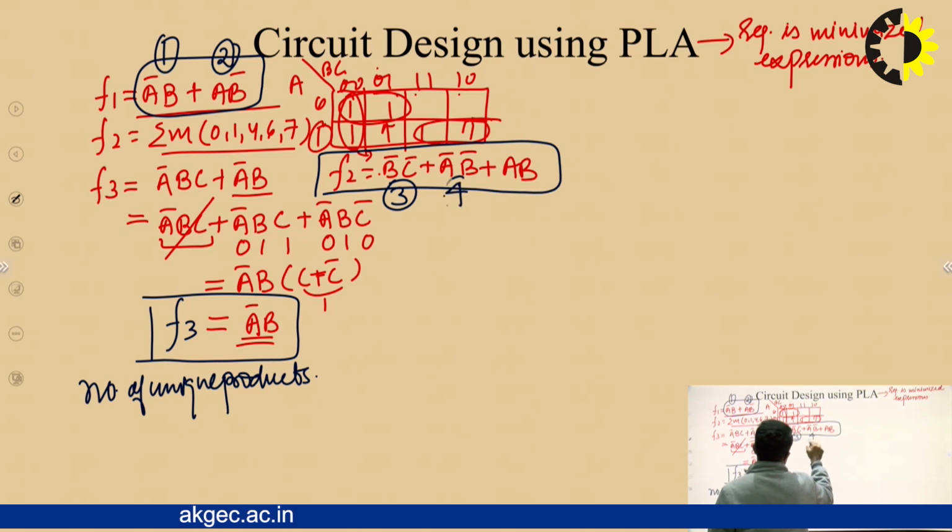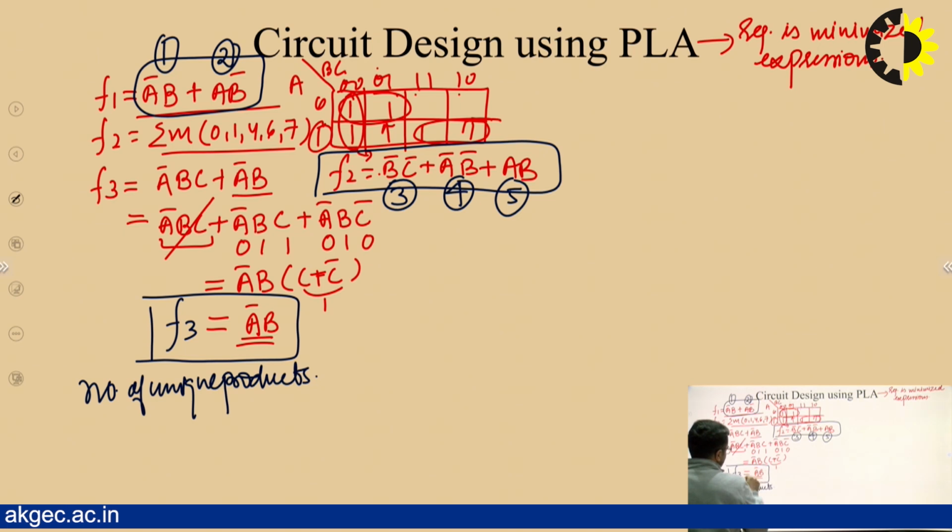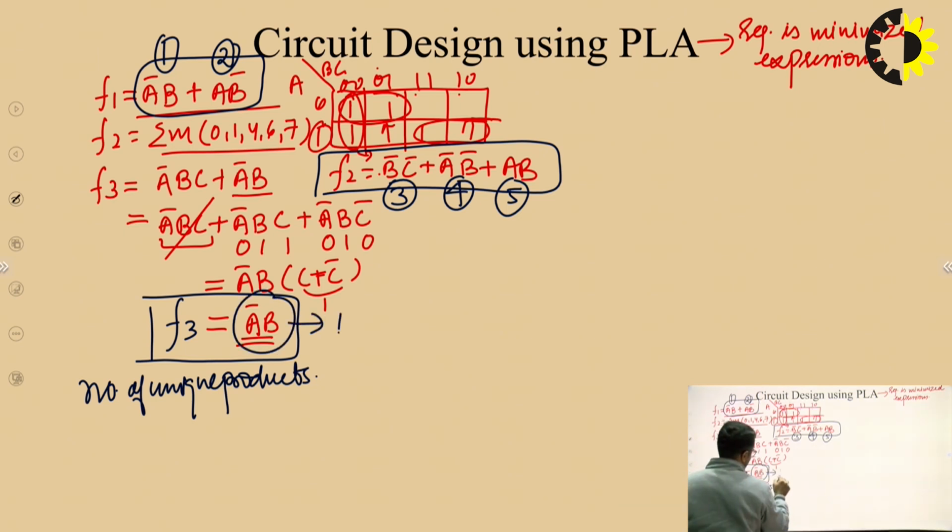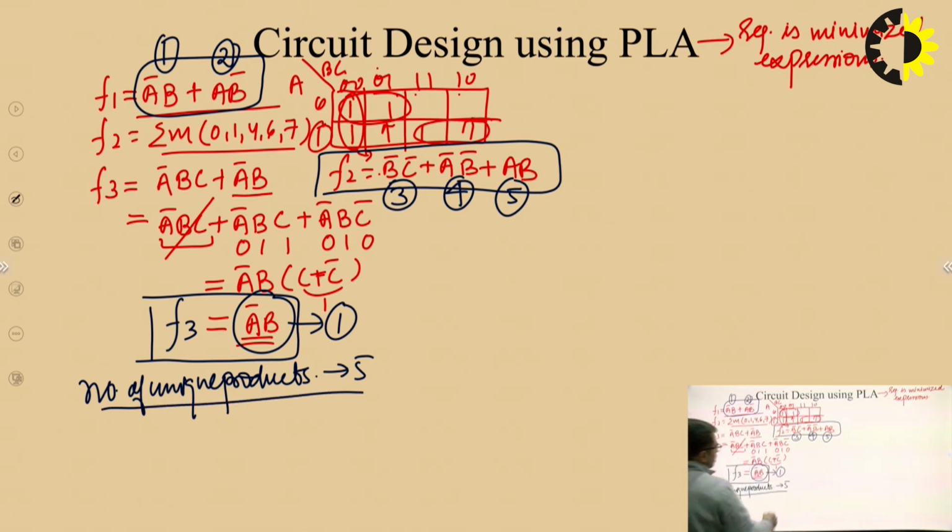This is product number 4. This is product number 5. And this A bar B is repeated here. So this is not a new product, but it is already product number 1. So ultimately, number of unique products are 5. Then we have to prepare the programming table.